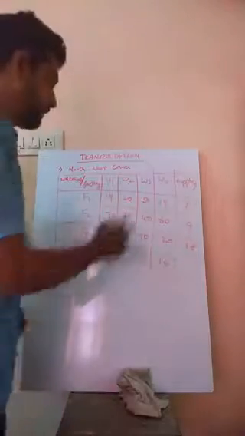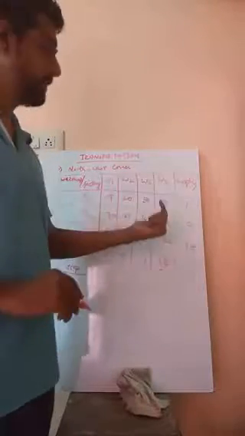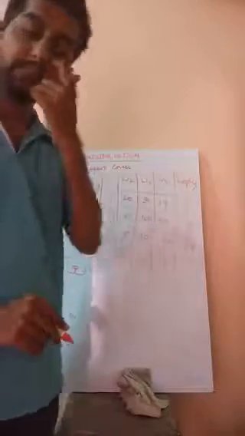This is the problem here. We have a 3x4 matrix with demand and supply. Step one is we need to make this matrix a standard matrix. How do you make a standard matrix? Whenever the demand and supply are equal, then the matrix is called a standard matrix.